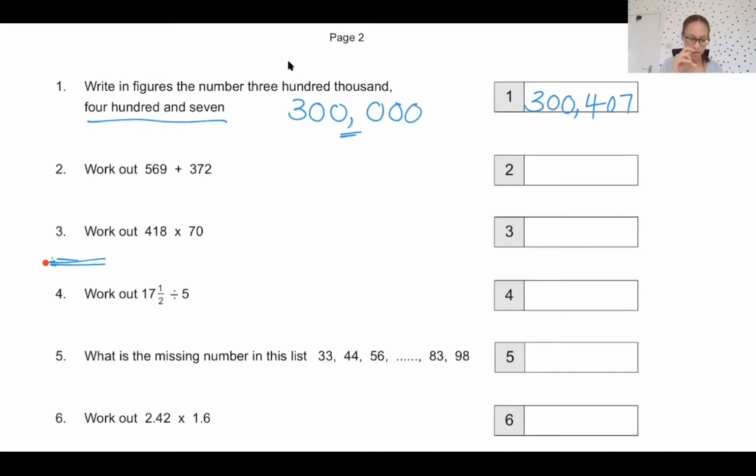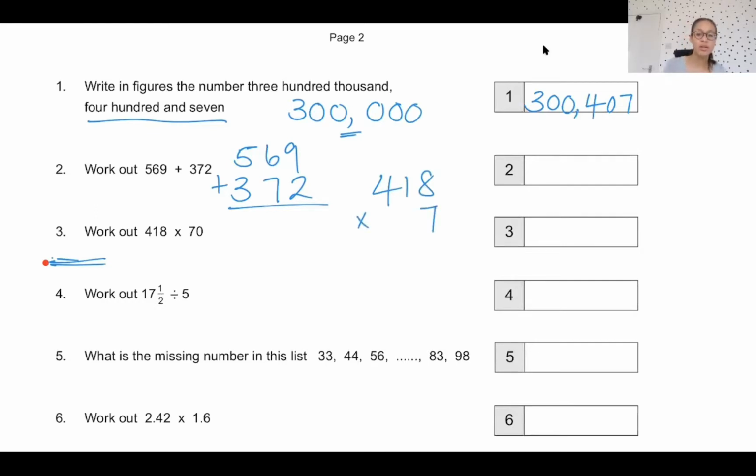Okay, so adding the next one, 569 plus 372. Hopefully you all know how to do that one. And then for number 3, the quickest way of doing it would be to do 418 times 7 and then add a 0 on the end. I'm starting to get some answers through. Just 2 more seconds for those.